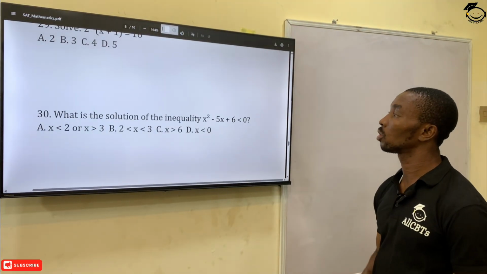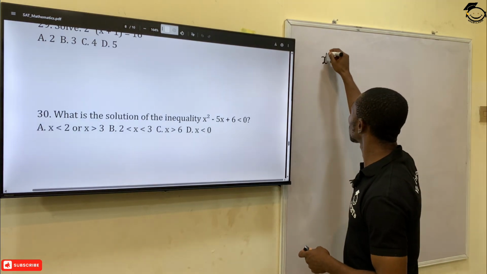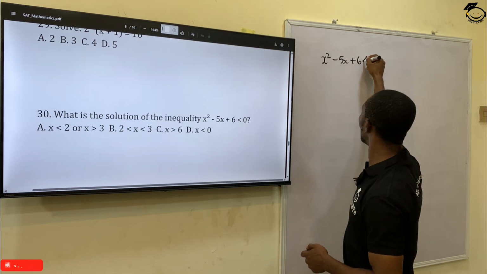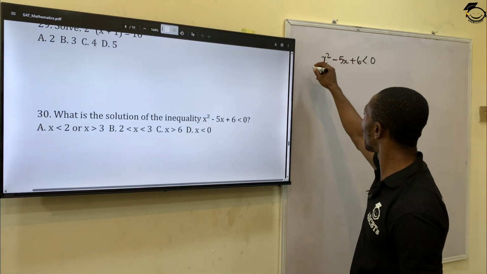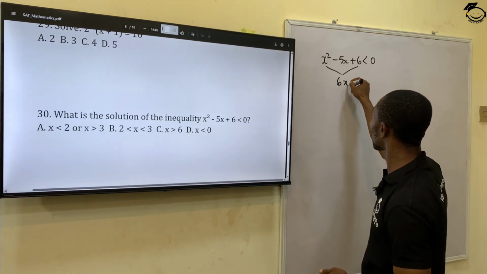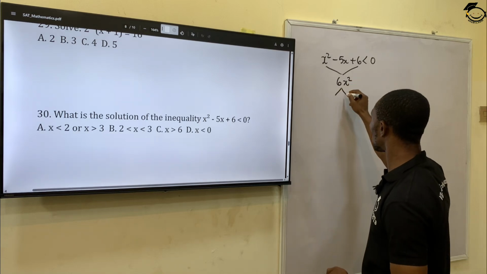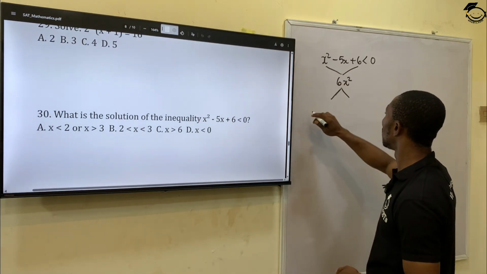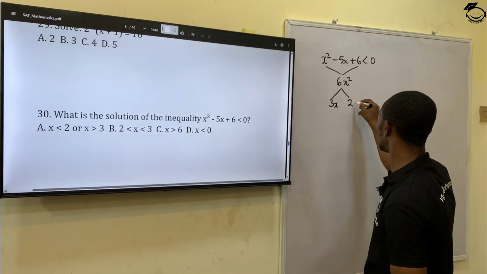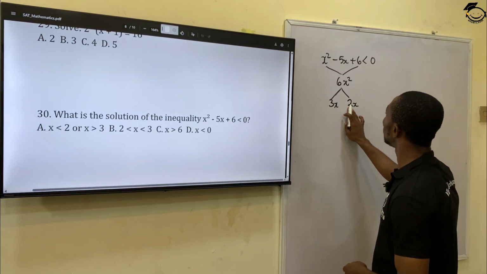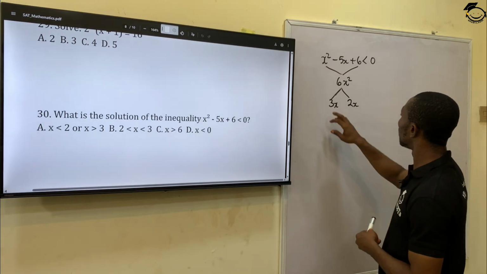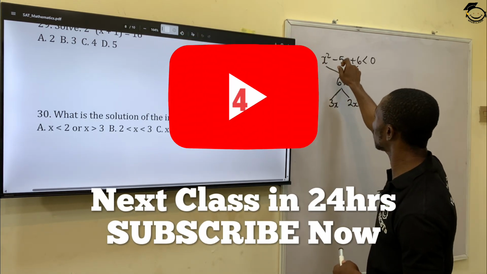What is the solution of the inequality x squared minus 5x plus 6 less than 0? All right, for us to solve this, we factorize this. This will give us x squared and 6. So what are the factors of 6 that will give us 5? All right, we have 3 and 2. Okay, let's see if this works. 3 times 2 will give us 6. 3 plus 2 will give us 5, but this is minus 5.